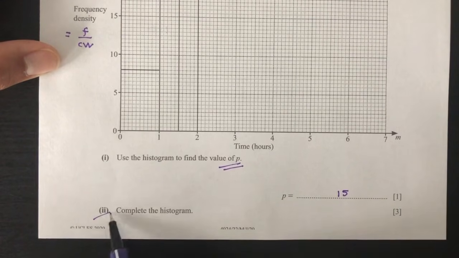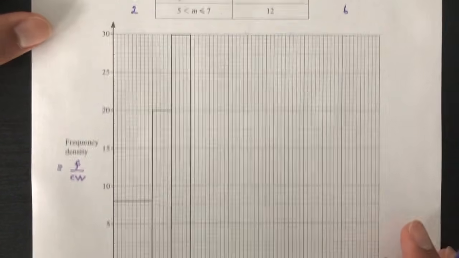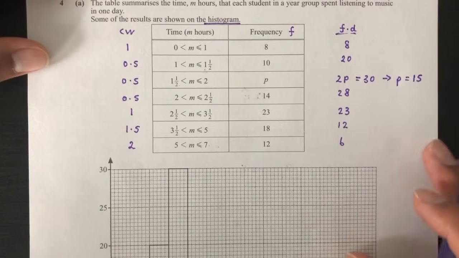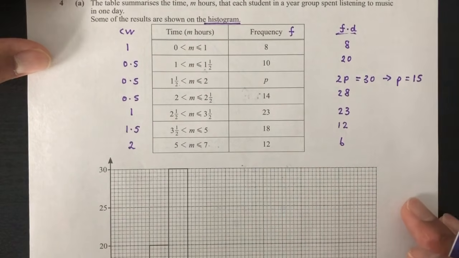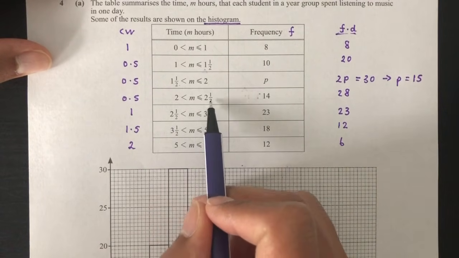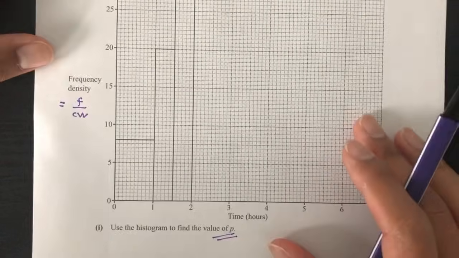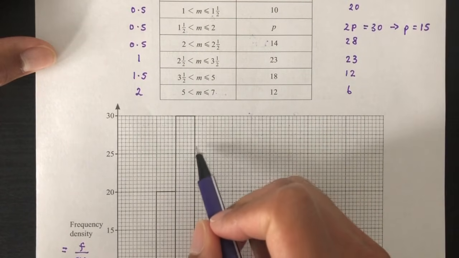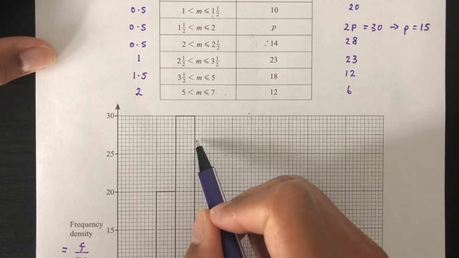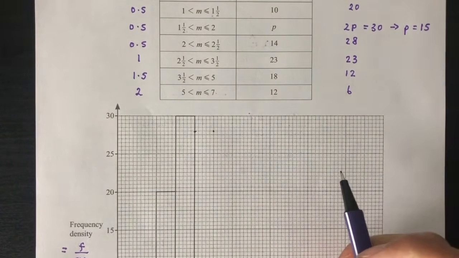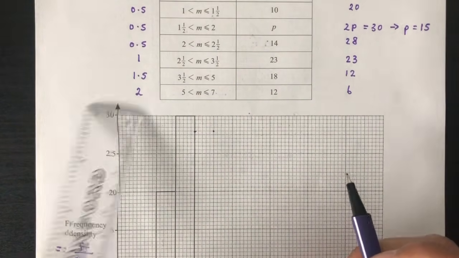Now part B, complete the histogram. So we have 1, 2, 3 groups. We have to do the rest. So we have to do the next 4 groups. So for this one, from 2 to 2.5, it is 28. So 2 to 2.5 is 28. 28 will be, this is 25, 26, 27, and 28. That will be for this histogram.